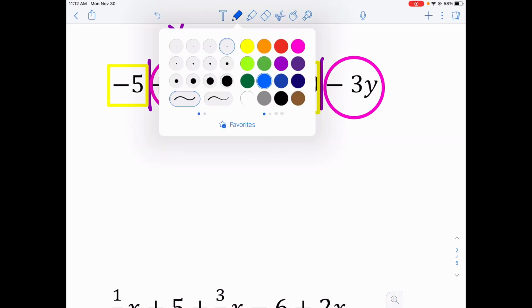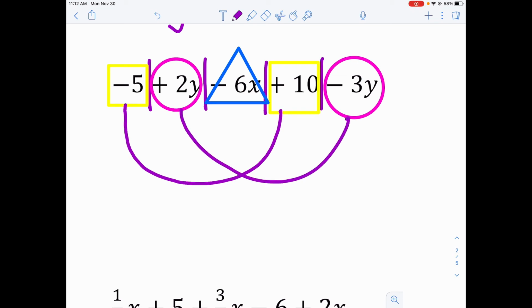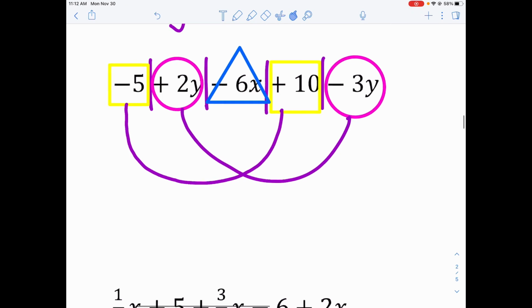Now I'm going to go back through and I'm going to link my like terms. So negative 5 links to a positive 10. Positive 2y links to a negative 3y. And that negative 6x doesn't have anything to link to. So it's just going to stay here by itself.